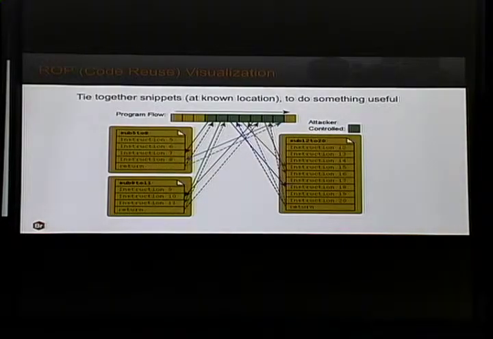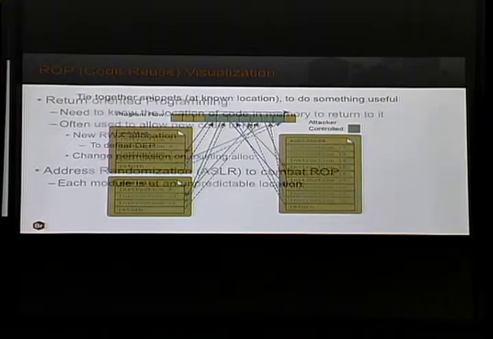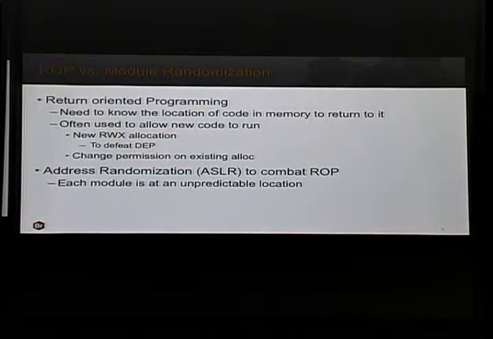So if you visualize ROP, each one of these green blocks is a gadget, a little snippet. So we start with instruction 7, we hit 8, and then we return, and then we go to the next green block. And these gadgets chained together is called a ROP chain, okay? So that's how that went.